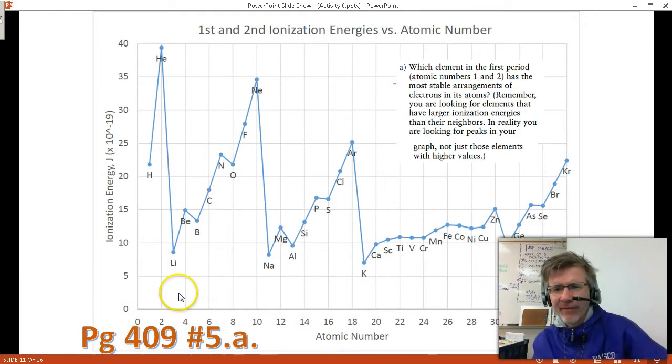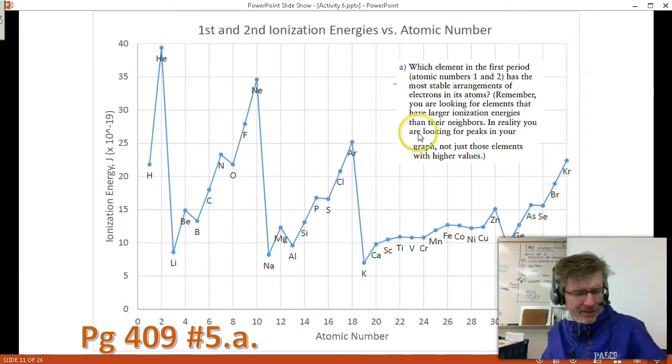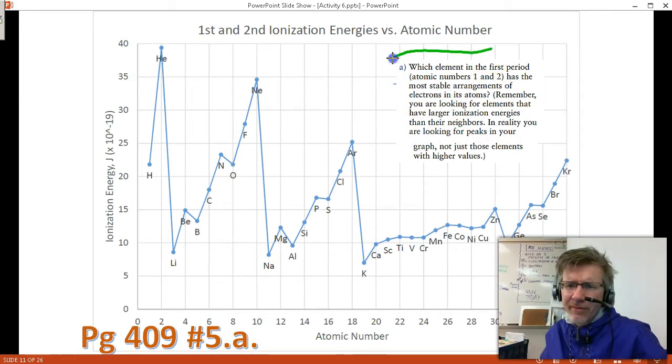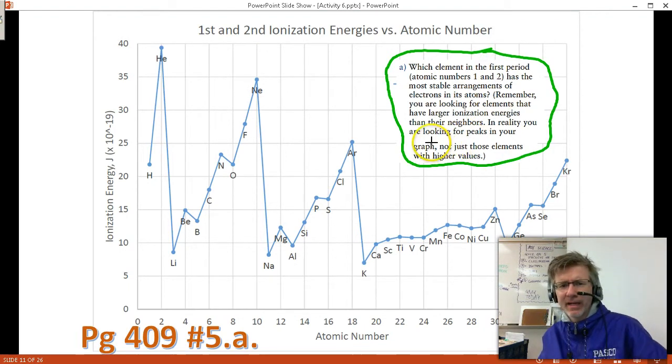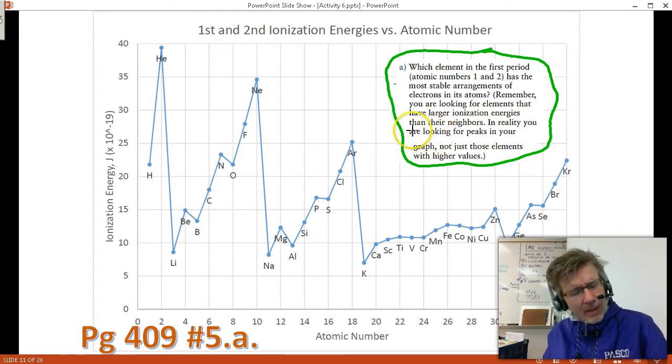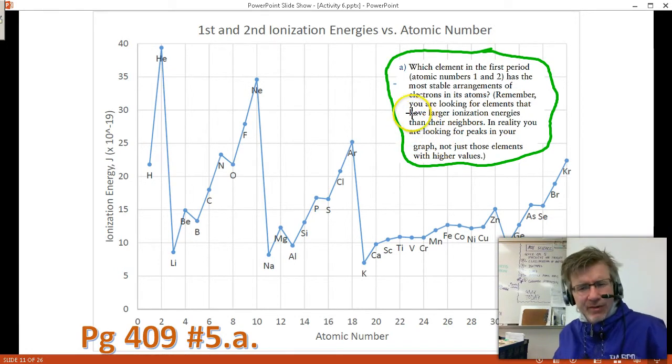So 409, number 5A. I couldn't get this circled in black, so check this out. What we're doing is we're looking at which element in the first period, atomic numbers 1 and 2, has the most stable arrangement of electrons in the atoms. Remember, stable, based on the reading we just did, that short little paragraph there was, which element has a much more ionization energy than surrounding elements. Remember, you're looking for elements that have larger ionization energies than their neighbors. In reality, you're looking for peaks, not just those with the higher values.